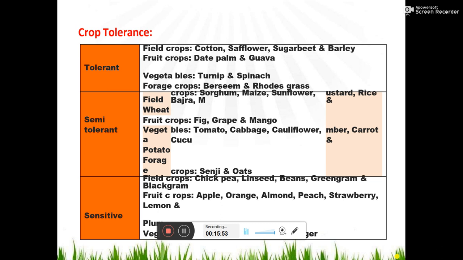And these are some crops for salinity tolerance. Mainly in field crops, that is cotton, sunflower, sugar beet, barley. Fruit crops, date palm, guava. Then in case of vegetables, that is turnip and spinach. Then forest crops, basil, rose and grass. While in case of sensitive, field crops, that is chickpea, linseed, beans. And fruit crops, that is apple, orange, almond, peach and pear. Okay, so mainly those crops which are found in the temperate region are sensitive to soil salinity.